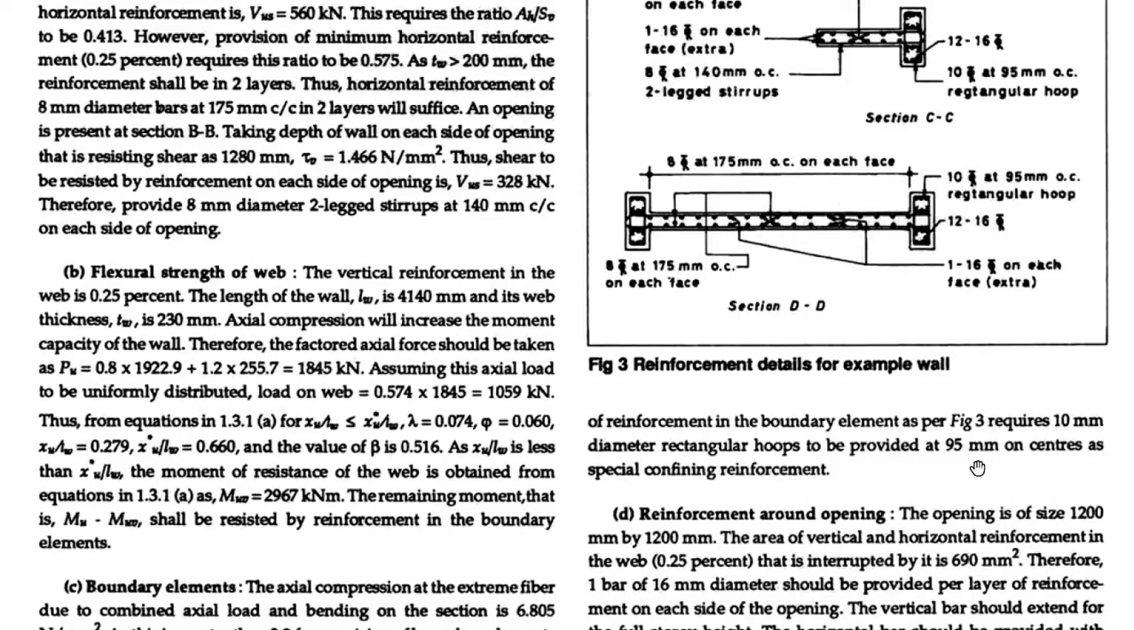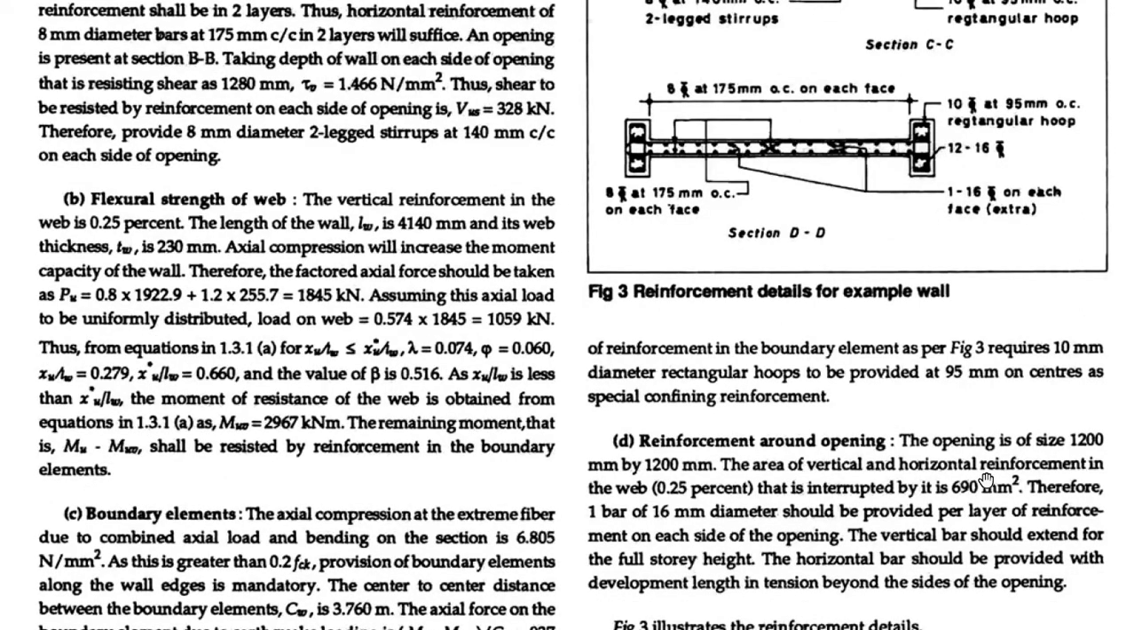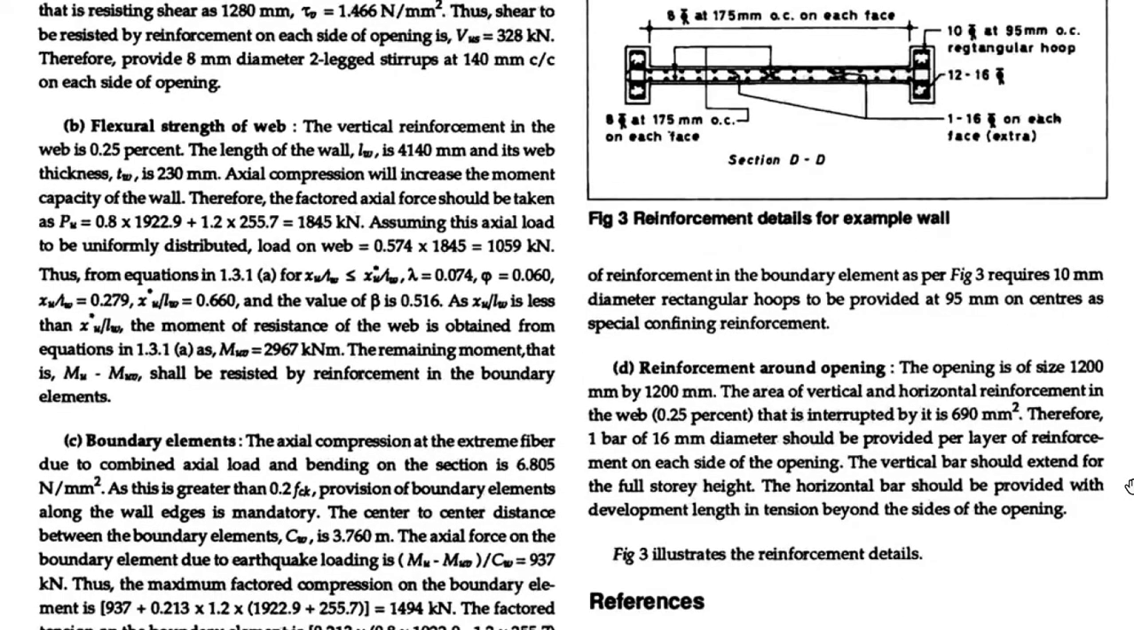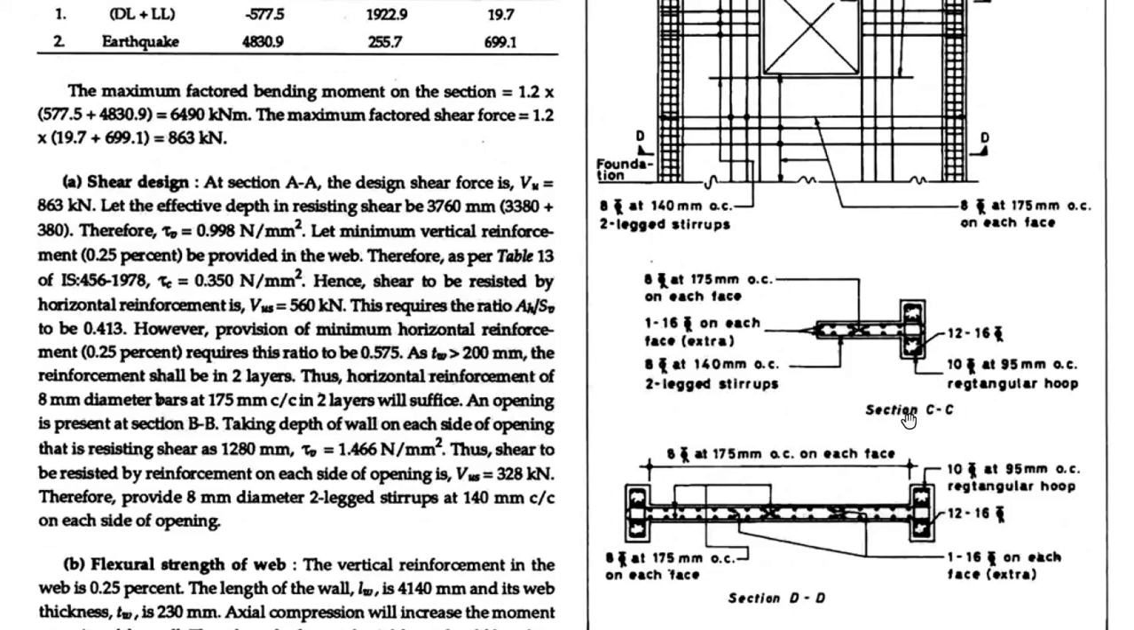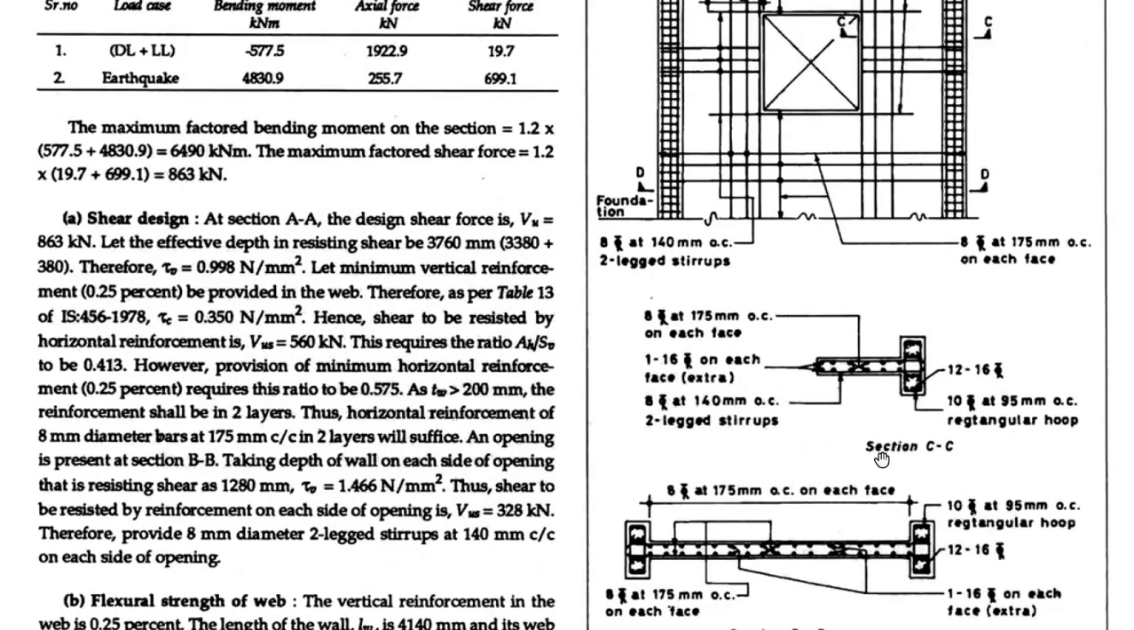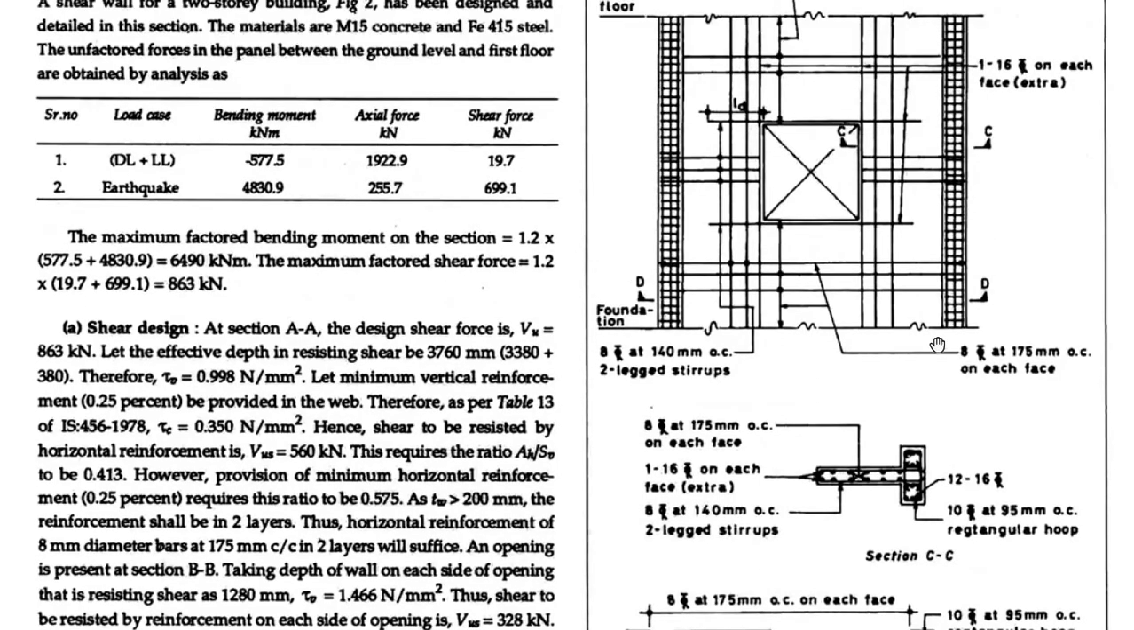The area of vertical and horizontal reinforcement in the web, 0.25%, that is interrupted by it is 690 mm square. Therefore, 1 bar of 16 mm diameter should be provided per layer of reinforcement on each side of the opening. The vertical bar should extend for the full story height. The horizontal bar should be provided with a development length in tension beyond the sides of the opening. Figure 3 shows the detailing of reinforcement in two directions at different sections.